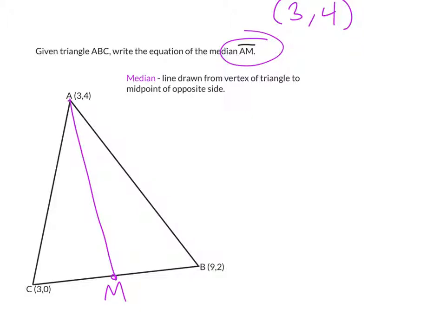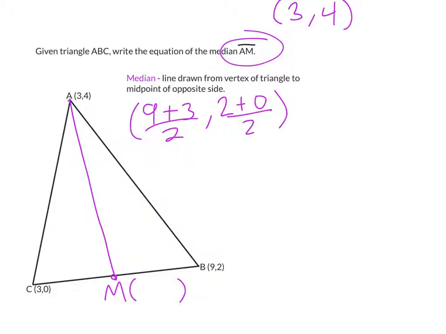Could I figure them out? Absolutely. It says that it's drawn to the midpoint of the opposite side. So I need to figure out my midpoint. I would take C and B and find the midpoint of that. So my midpoint is going to be 9 plus 3 over 2, my x's, comma, 2 plus 0 over 2. 12 divided by 2 is 6, comma, 2 divided by 2 is 1. So 6, comma, 1.